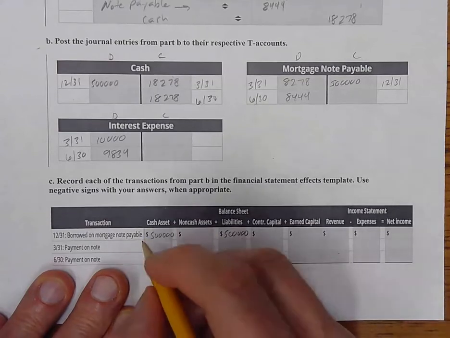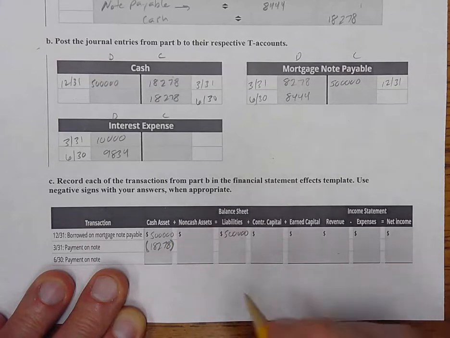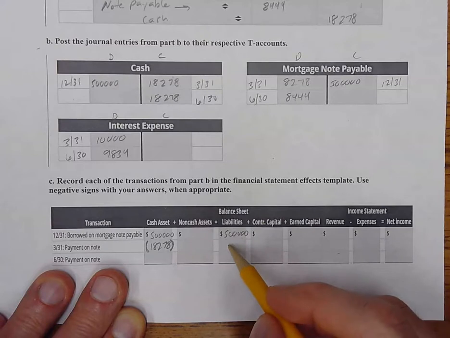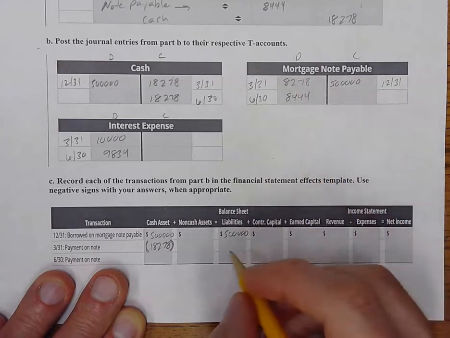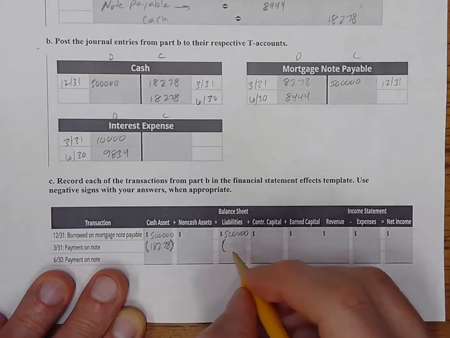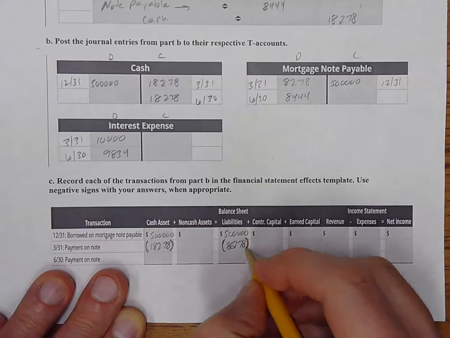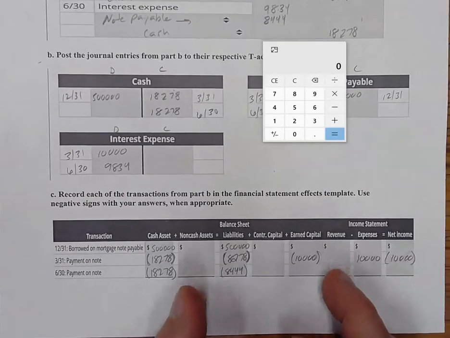Payment on the note. This is where I'm going to use parentheses because I think it will show up a little bit better than just a negative sign. So $18,278 is the amount of my payment. My liabilities are also going to go down, and they're going to go down by this amount right here for the March the 31st transaction. So what is that? 8,278. Okay. All right, and sorry, my video quit working.